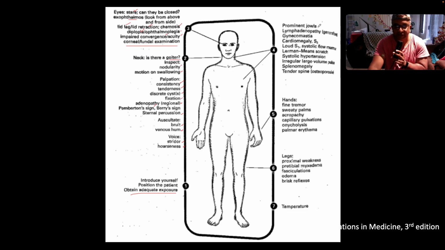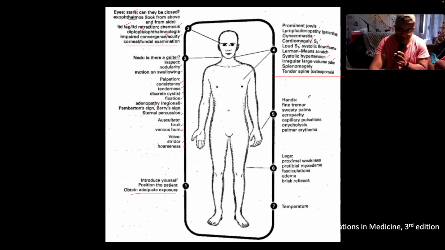Then you look for any lymphadenopathy, which may be generalized. Look for gynecomastia. Yeah, you check for cardiomegaly, so the apex is going to be displaced, and an extra heart sound, because thyrotoxicosis is indeed a high output cardiac state. Loud first heart sound, systolic flow murmur, the Means-Lerman scratch, right, which happens with hyperthyroidism. Systolic hypertension, irregular, large volume pulse, right? So inevitably you have a wide pulse pressure, splenomegaly, and a tender spine if there's concomitant osteoporosis.